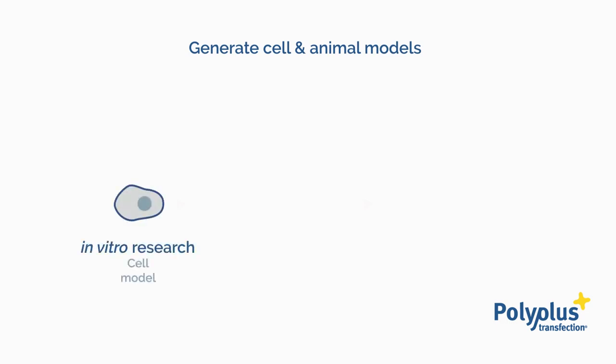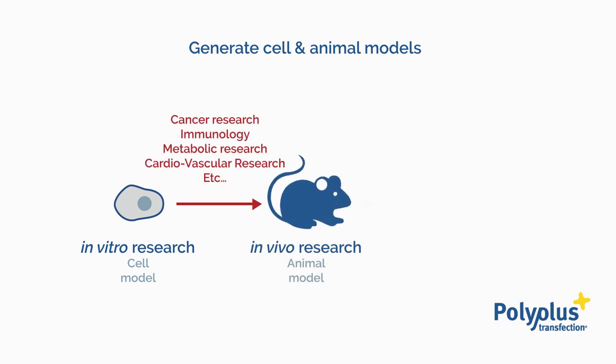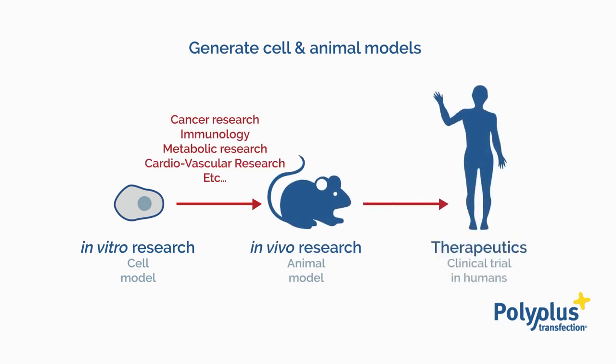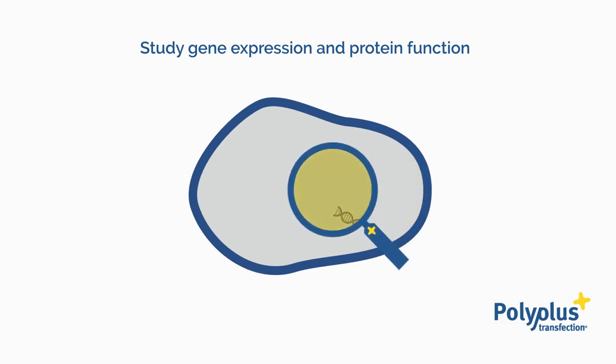Scientists use transfection as a tool to generate cell and animal models. In vitro, on isolated primary cells or cell lines. In vivo, on a carefully chosen animal model for subsequent validation in human clinical trials. Transfection is used to study gene expression and protein function by introducing foreign genetic material into a cell.